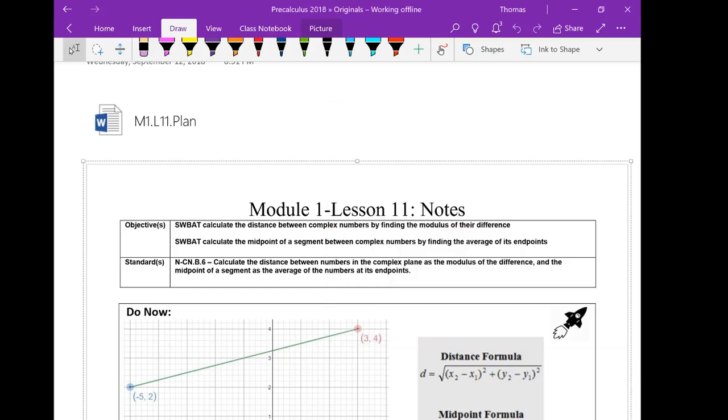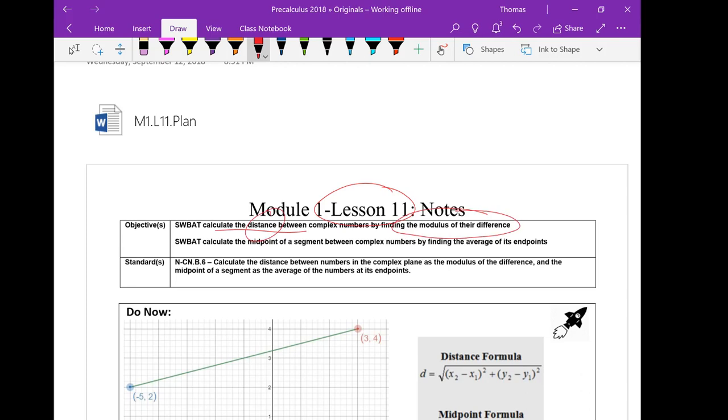Hey pre-calculus students, this is lesson 11 in our first module. In this lesson we're going to calculate the distance between complex numbers by finding the modulus of their difference. So we'll have a nice convenient way to calculate distances.